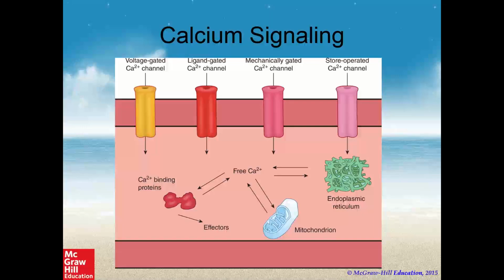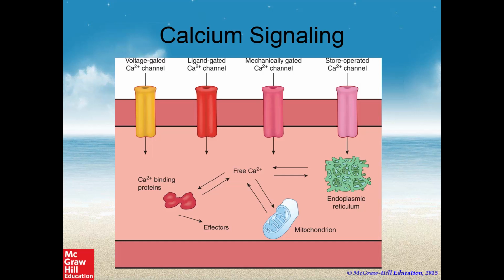Calcium is an important signal, especially for exocytosis, but it's also an important signal for other things. It's kept in very low concentrations because in high enough concentrations it activates enzymes that cause the cell to die, and that's usually bad. So we have different ways of calcium signaling.